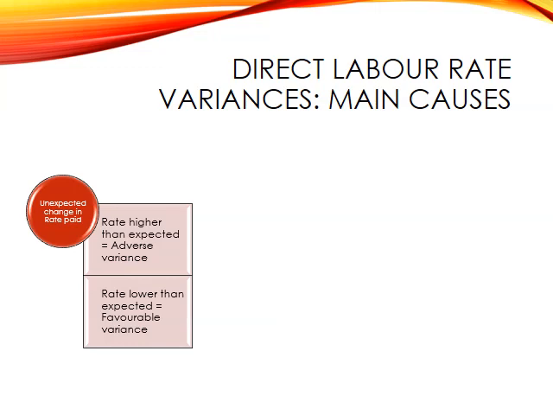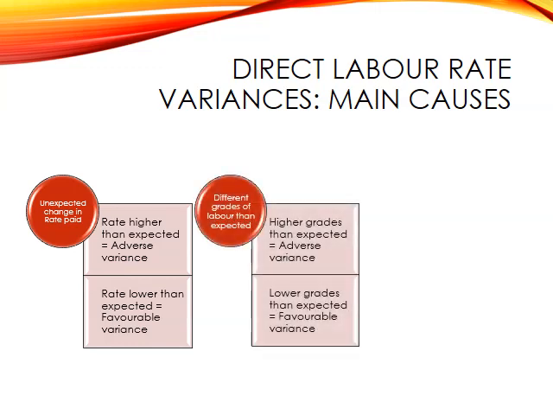A second reason for incurring labour rate variances is where we use different grades of labour than expected. So, for example, at certain times of the year, we might have to bring in more unskilled staff. Sometimes we might have to use higher grades than expected. Well, that's going to cause an adverse variance because obviously we would expect to have to pay higher, more skilled labour a higher rate. And if we're using lower grades than expected, that's likely to be a favourable variance.